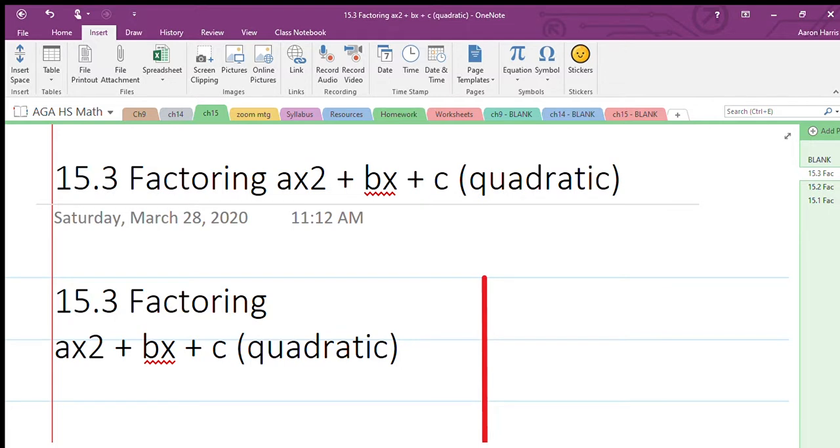All right, so 15.3, factoring ax squared plus bx plus c, which is nothing more than a quadratic. The thing that we're going to focus on, though, is this number a. Remember last time we did it when a was equal to 1. Well, now a is going to be anything but 1.